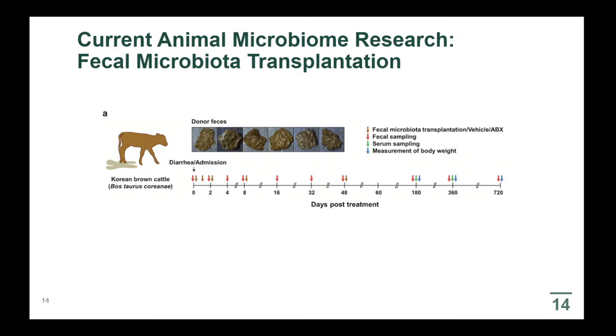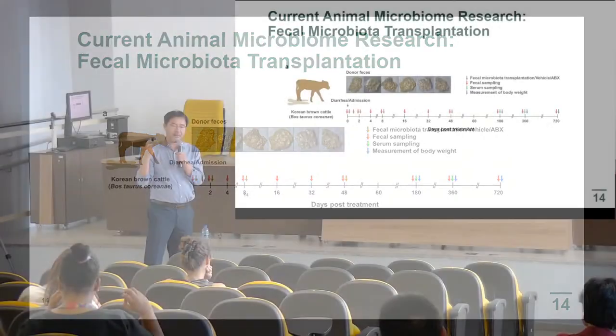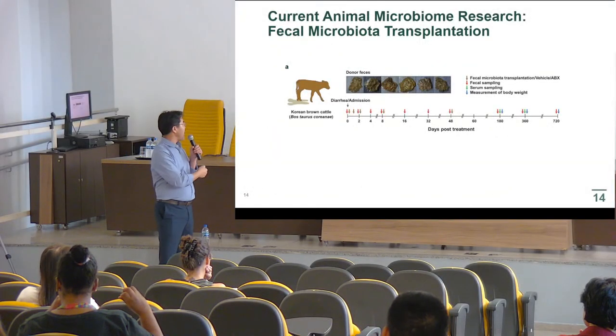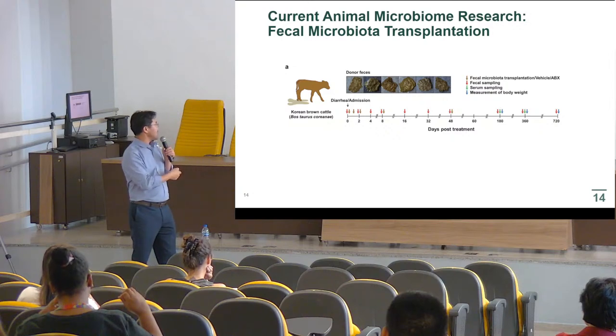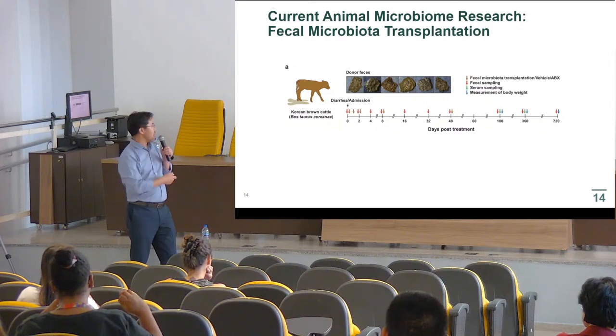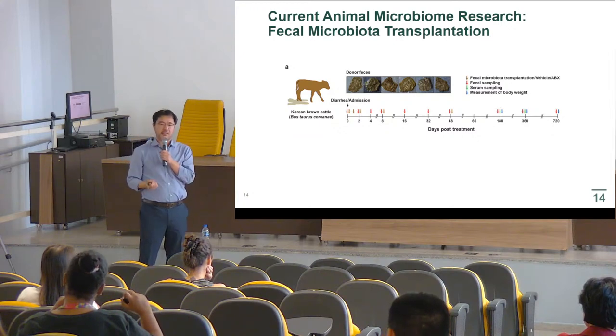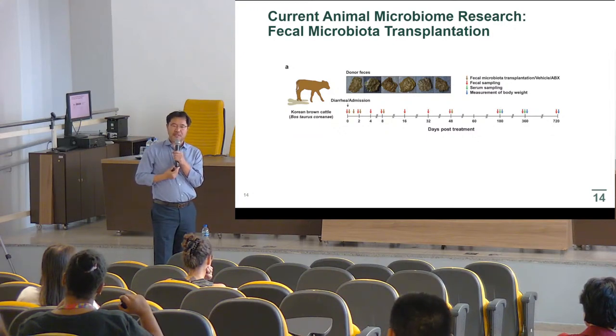And they believe meat from this cow is one of the best, better than Wagyu, they believe. Even though I don't believe. What they did was very simple. They collected feces from healthy calves, and then they orally treated sick animals just five times, which is here. For the first 2 weeks, they treated newborn calves with diarrhea.